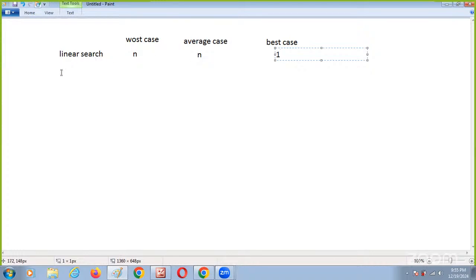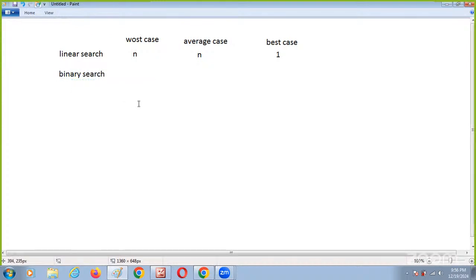Next, coming to binary search, the worst case.